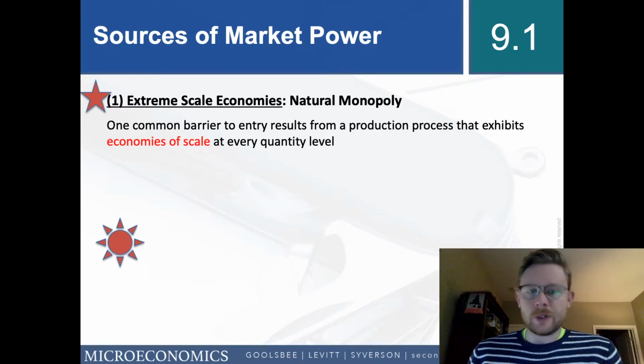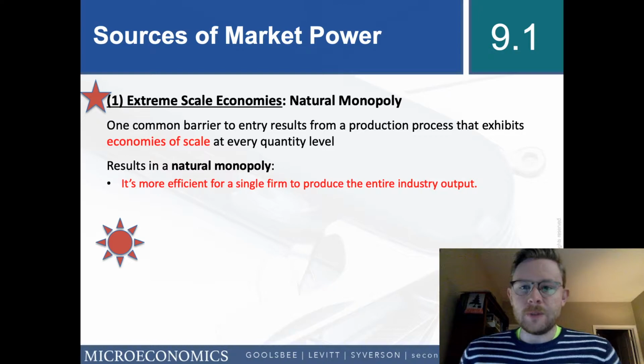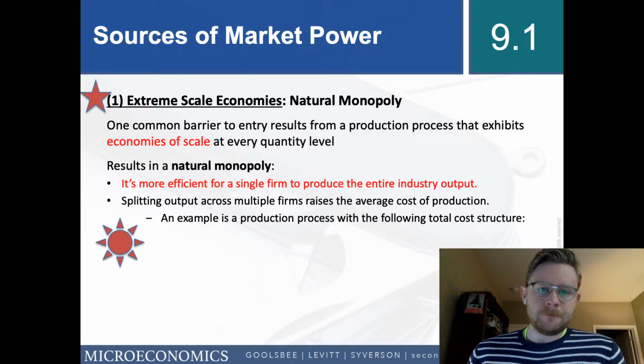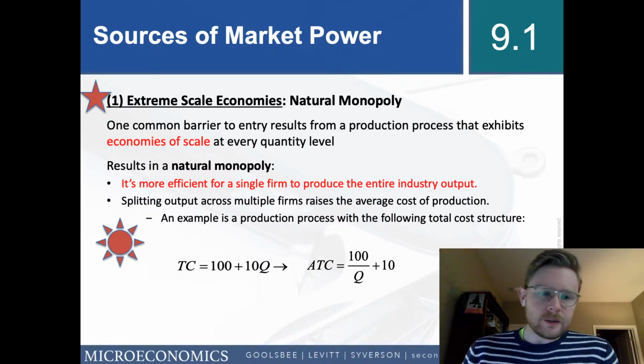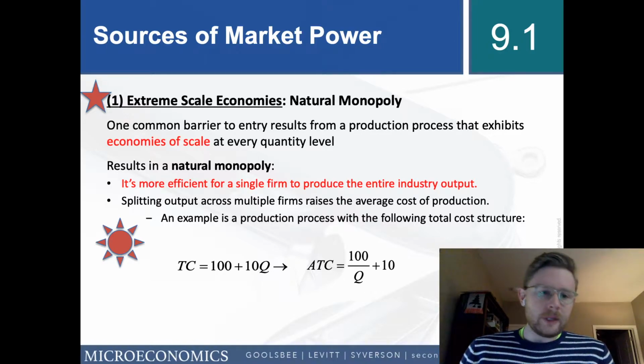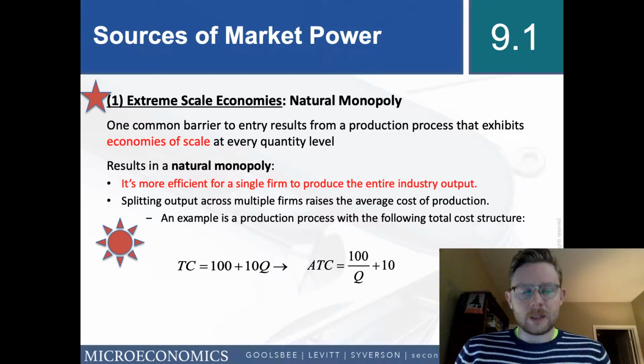The first is extreme scale economies. The classic example is a natural monopoly, where one common barrier to entry results from a production process that exhibits economies of scale at every quantity level. That just means that it's more efficient for a single firm to produce the entire industry output. Splitting output across a lot of different firms raises the average cost of production. If we have a total cost structure like this, TC equals 100 plus 10Q, and we find the average total cost, remember that's just dividing the total cost by Q. We would have an average total cost of 100 divided by Q plus 10. And so increasing the quantity produced decreases the average total cost. This is what we would expect to see in a natural monopoly.